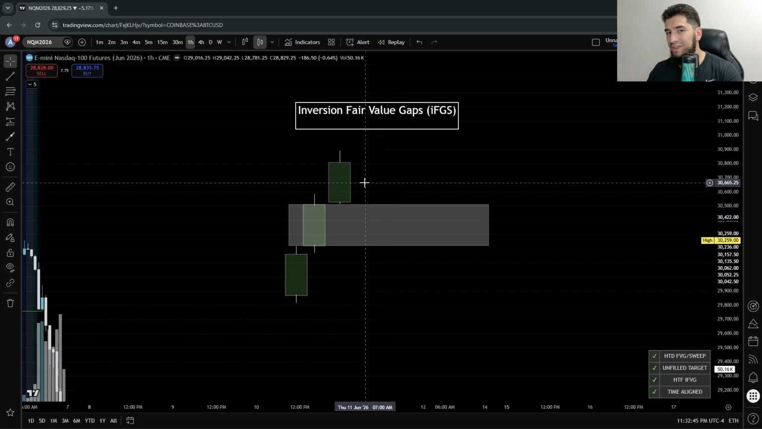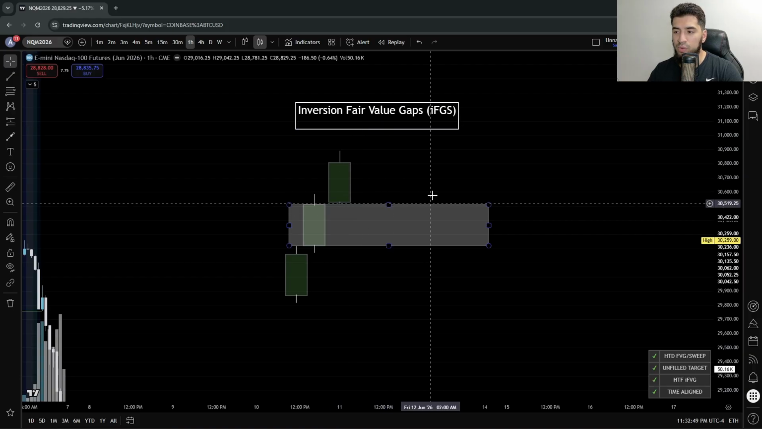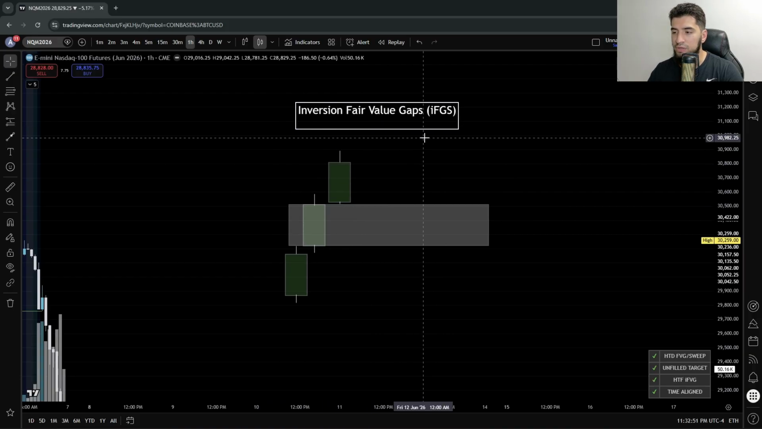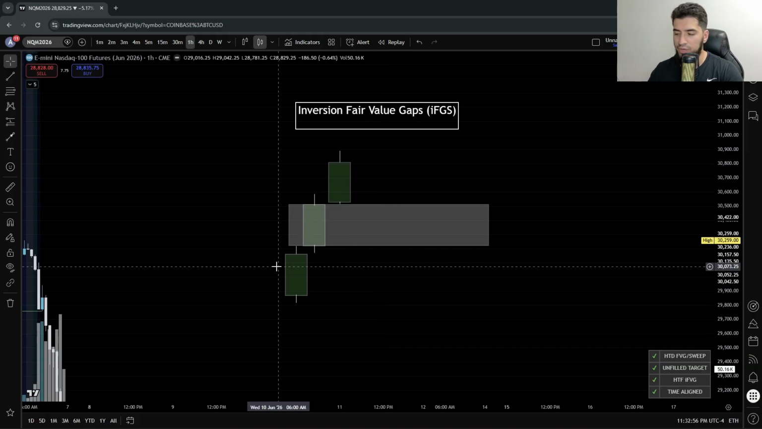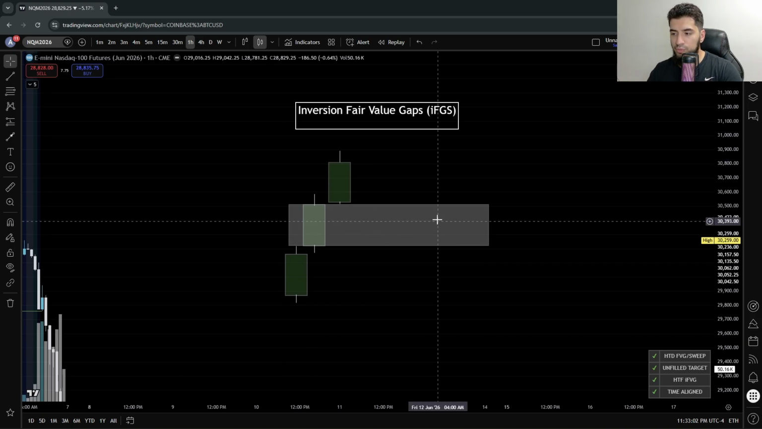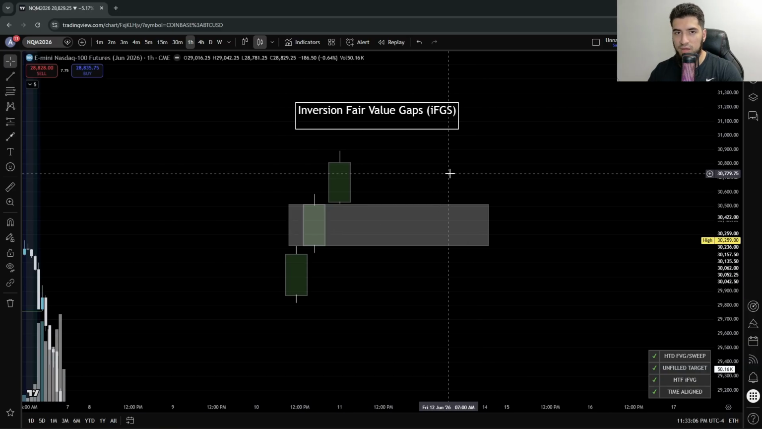However, with inversion fair value gaps, as you could probably tell from the name, it's when a fair value gap gets inversed, right? So when a regular fair value gap tells us where price can bounce off of, we could use fair value gaps as high time frame PD arrays, right? That's part 1 of my strategy. So when we use fair value gaps as a PD array, inversions we use as entry models and to see where price invalidates a certain inefficiency, right?